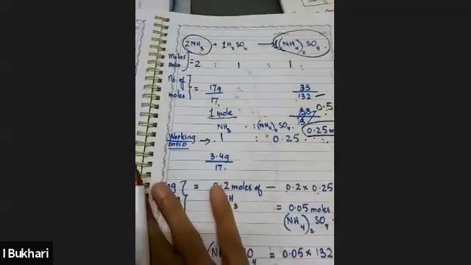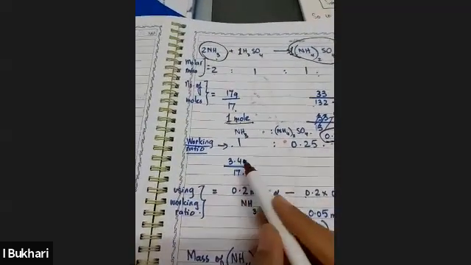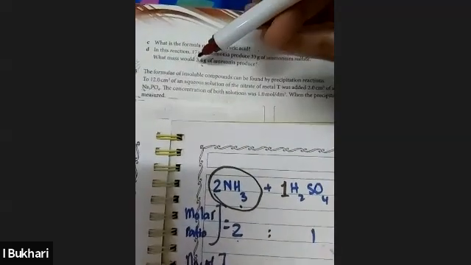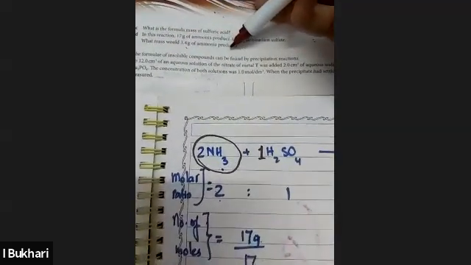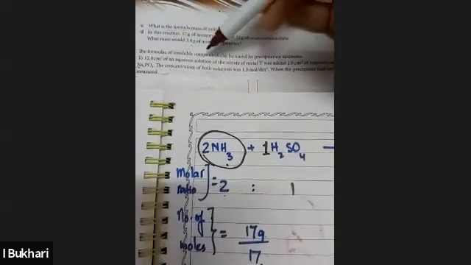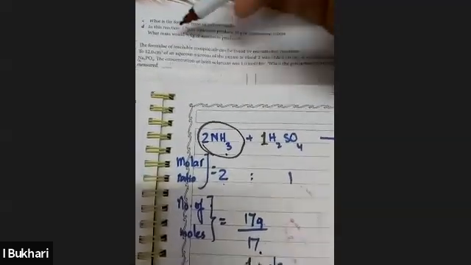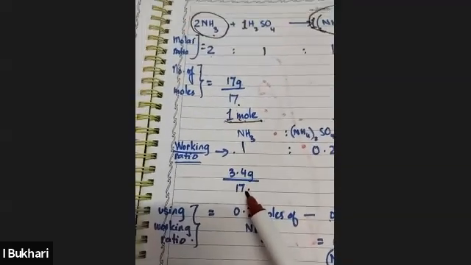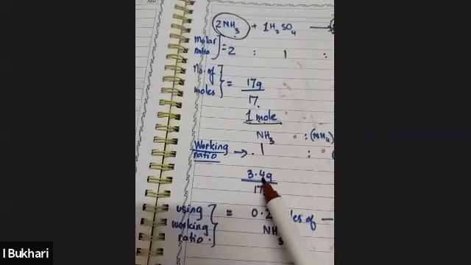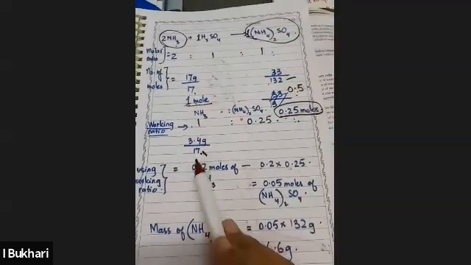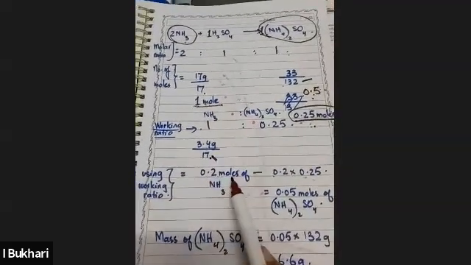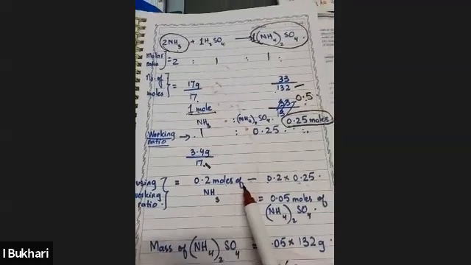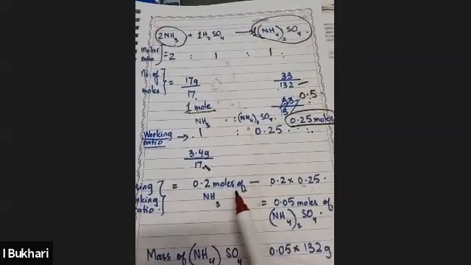Now, first I calculate the number of moles of ammonia, because the question is asking what mass would 3.4 grams of ammonia produce. So how many moles is that? I have to first calculate that. How many moles is ammonia? So again, mass divided by the molar mass. The molar mass of ammonia is 17. So I divide 3.5 by the molar mass, which is 17, and that gave me 0.2 moles.